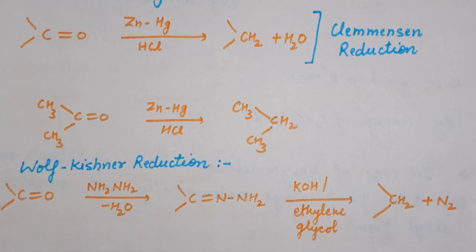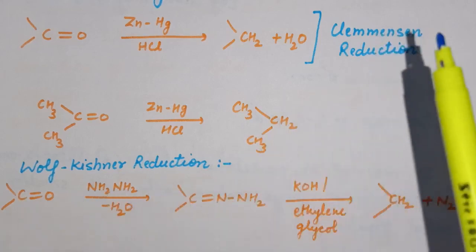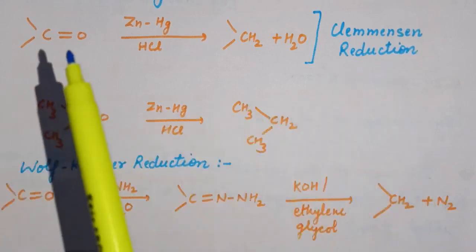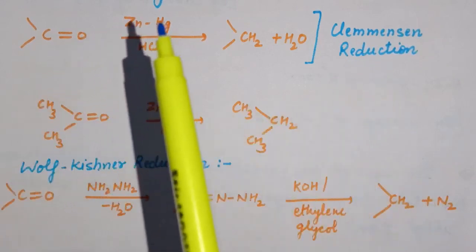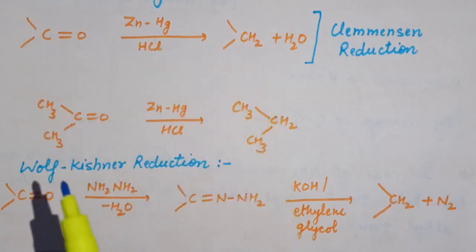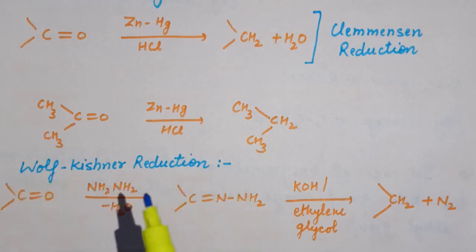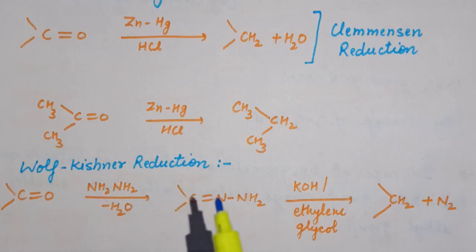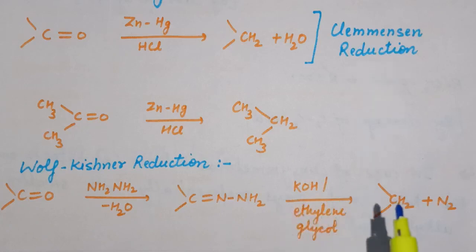So whenever we want to convert aldehydes or ketones to hydrocarbons, there are two reactions, either Clemmensen reduction reaction or Wolff-Kishner reduction reaction. Clemmensen reduction is reaction of carbonyl compounds in presence of zinc amalgam in dilute HCl. This converts to hydrocarbon, and in case of Wolff-Kishner reduction reaction, this carbonyl compound is treated with hydrazine. In first step, the hydrazone formation takes place, and treatment of hydrazone with KOH in ethylene glycol results in the formation of hydrocarbon.